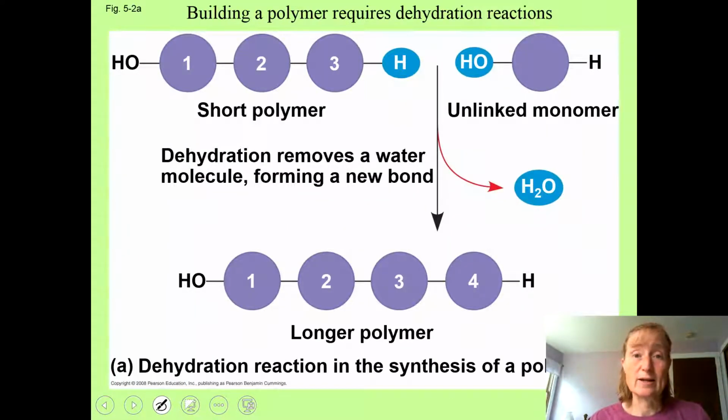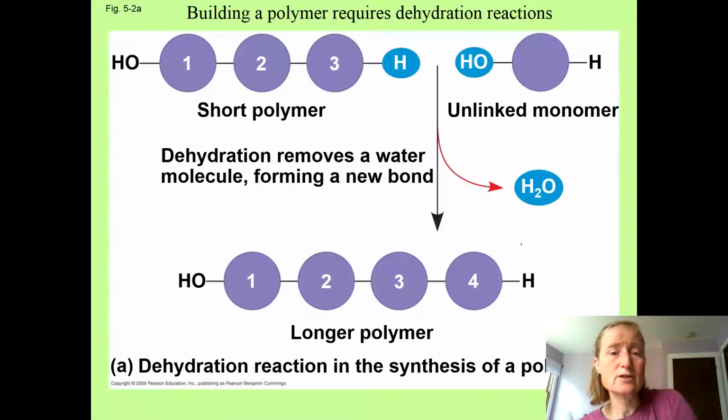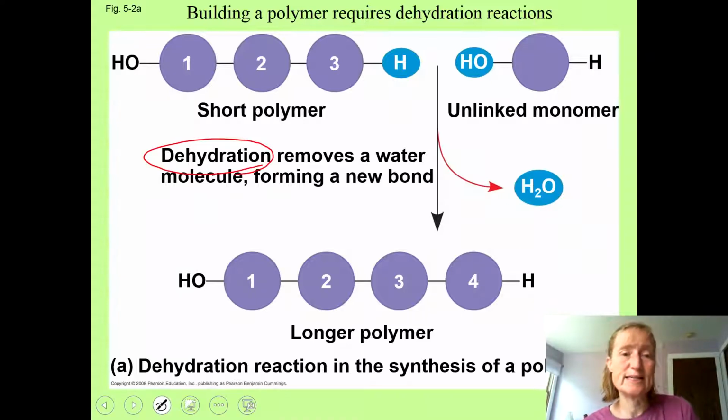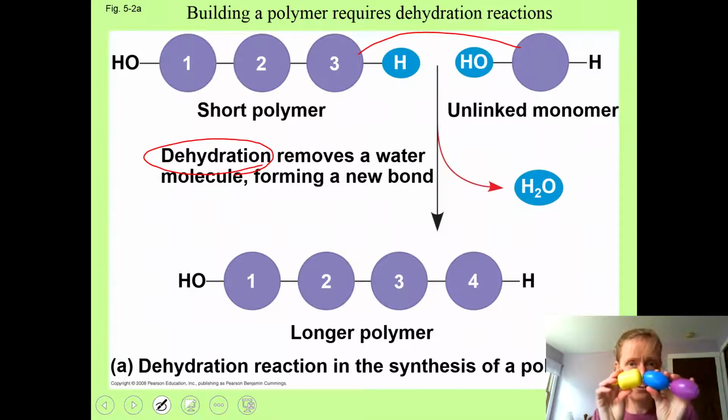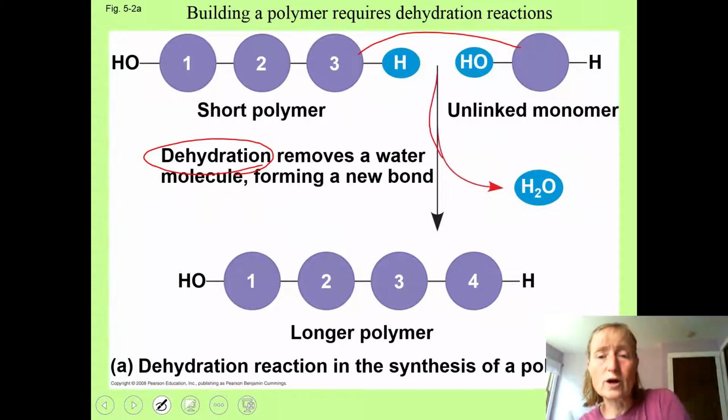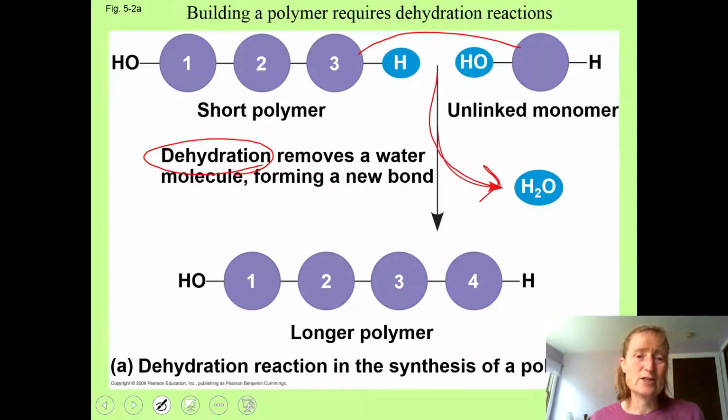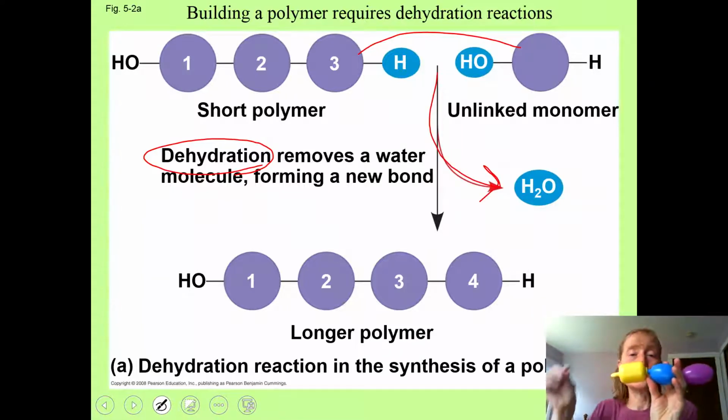So this is building a polymer, and what we've got here is a very short polymer made up of 3 purple dots, and a 4th purple dot is trying to be added. Building a polymer requires dehydration, to take away water. What essentially happens is a bond forms between these 2 units. That bond is a covalent bond, a strong bond that forms between them. But as it does, water is removed. So it requires the removal of water to form that bond. So we call it a dehydration reaction. And again, this is going to take some energy.